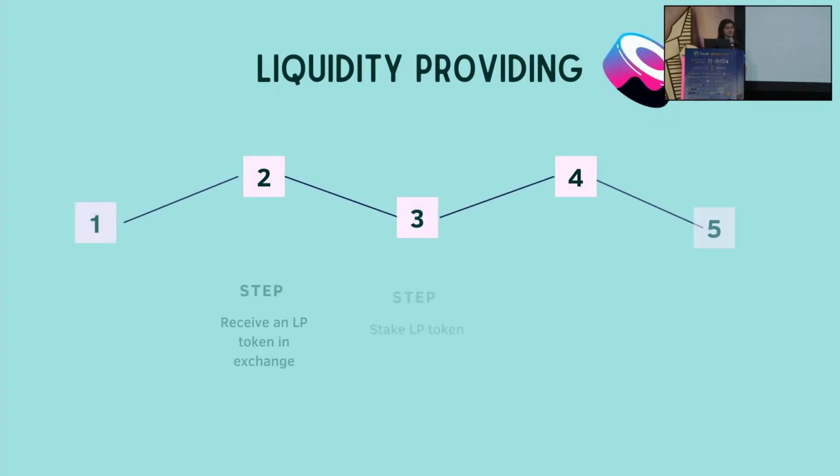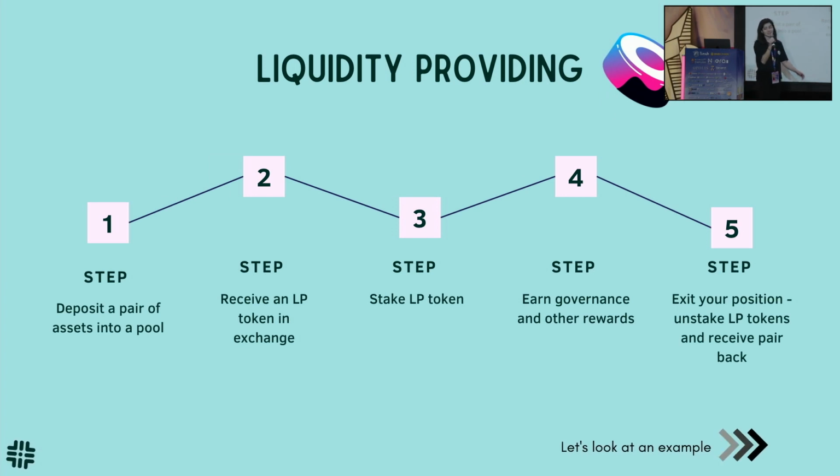But I really want to get into liquidity providing because I think it's really interesting, and I'm using SushiSwap as an example here. I basically broke down the different steps of liquidity providing just because it makes it easier to identify from a tax and accounting perspective. Okay, step 1, I'm depositing a pair of assets into a pool, and then I'm receiving an LP token back in exchange. And take note of that phrasing I just used.